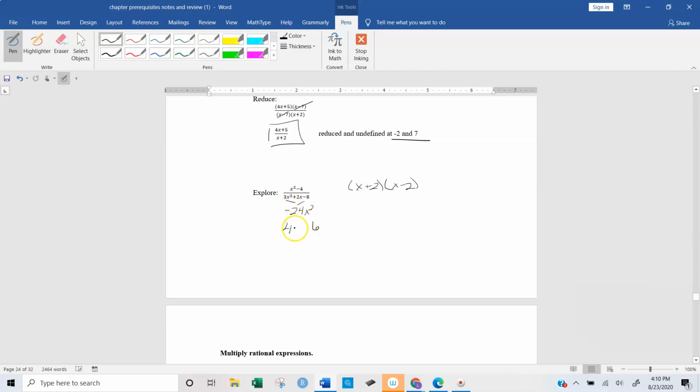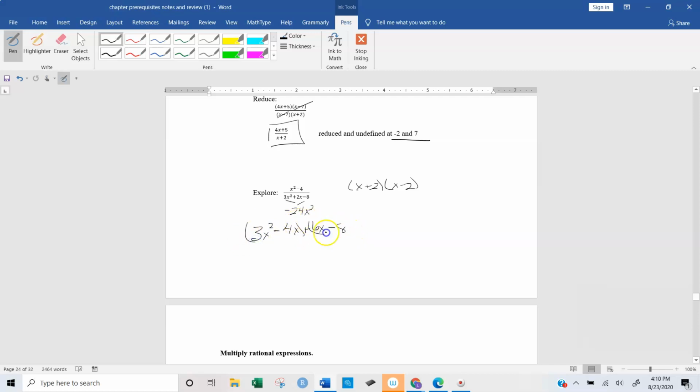You should have had 4 and 6. I need a positive number, so I know the 6 is positive and the 4 is negative. Bring down your 3x squared. Doesn't matter what order you put those in. You could have done it differently than me and still got the same answer.